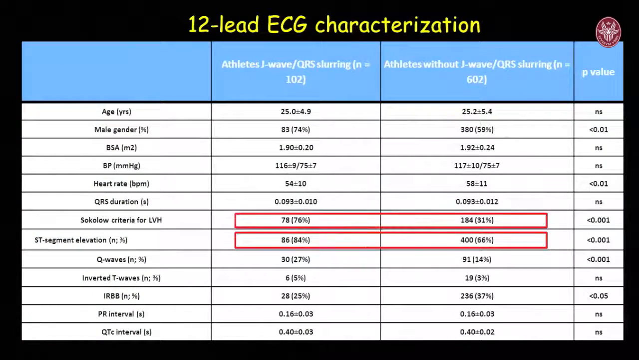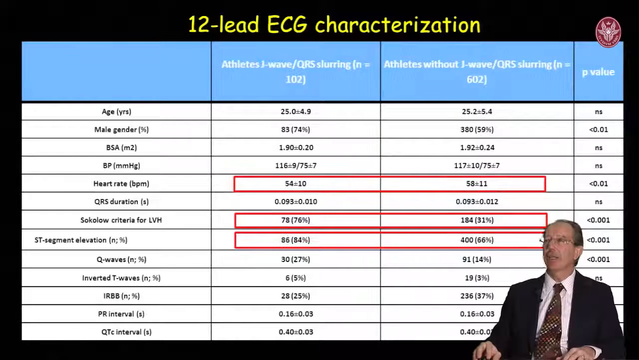There were also certain characteristics that are worthy to mention with regard to the electrocardiographic pattern. The athletes showing J-wave also had a relatively lower heart rate, which in our population is also an indirect evidence of intensive exercise conditioning. They also had a greater prevalence of Sokolov-Lyon criteria for left ventricular hypertrophy, 76% versus 31%, which in our population is an expression of a greater extent of left ventricular remodeling. And as I mentioned, the ST segment elevation was present in the overwhelming majority of the athletes with the J-point elevation.